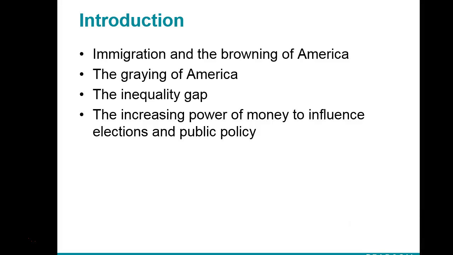The U.S. population reached about 300 million in 2006. By 2043, the U.S. population could be 400 million. What effect will this increase have on social problems? The following are issues to consider as we move forward. First, immigration and the browning of America. America is becoming less white and it's becoming older simultaneously.